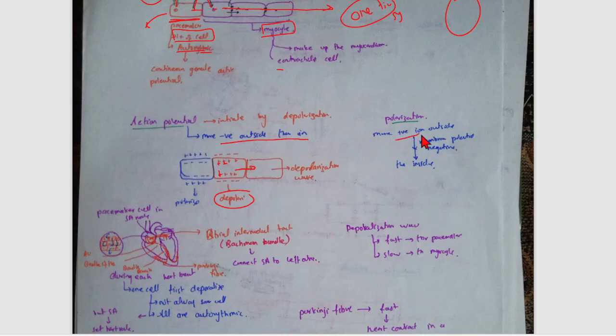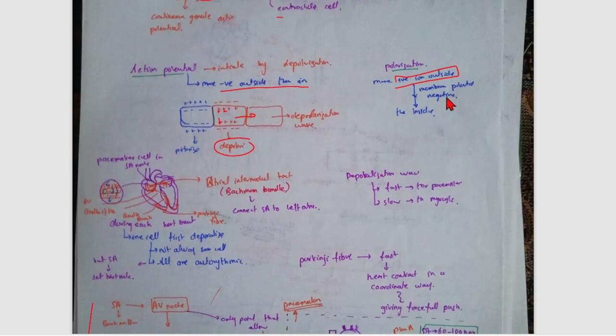Polarization means more positive ions outside. The action potential is initiated by depolarization. In the polarized state, positive is more outside and negative is more inside. This is the polarized and resting state.